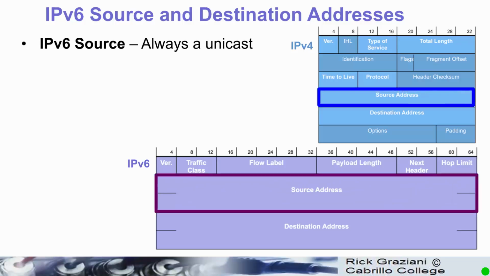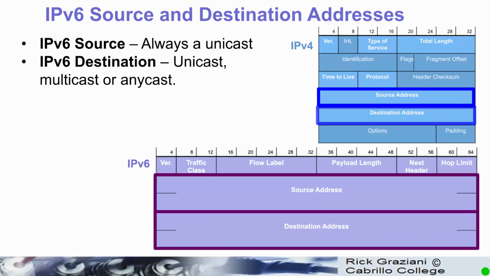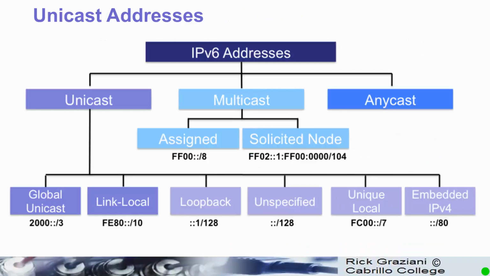Okay, here we have source and destination, but again, you have to remember that source addressing for IPv4 and IPv6 are different because of the address space. IP version 6 destination could be a unicast, multicast, or anycast. IPv4 could again be multicast, unicast, or broadcast.